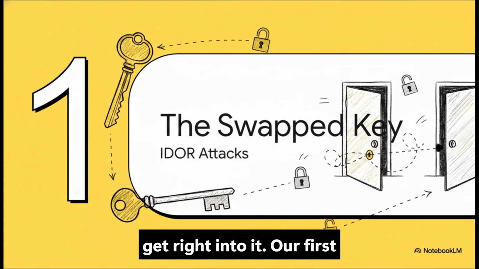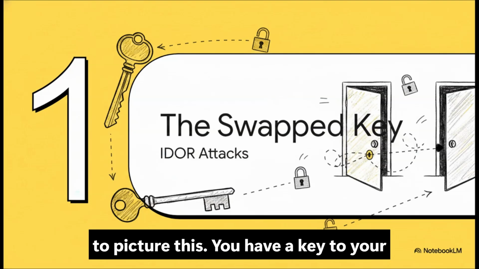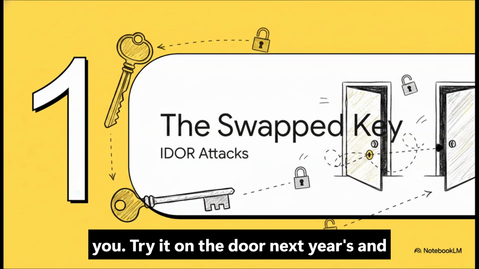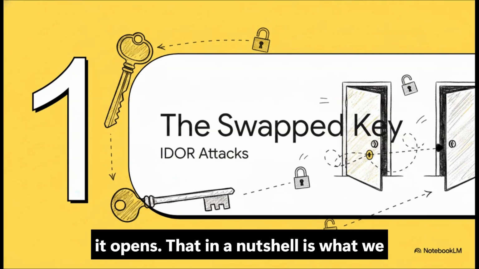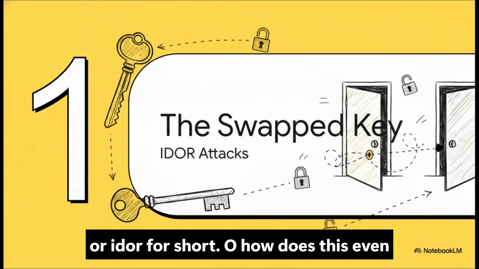Our first vulnerability is probably the most straightforward one you'll see. I want you to picture this. You have a key to your hotel room, right? But then, just for kicks, you try it on the door next to yours. And it opens. That, in a nutshell, is what we call an insecure direct object reference, or IDOR for short.